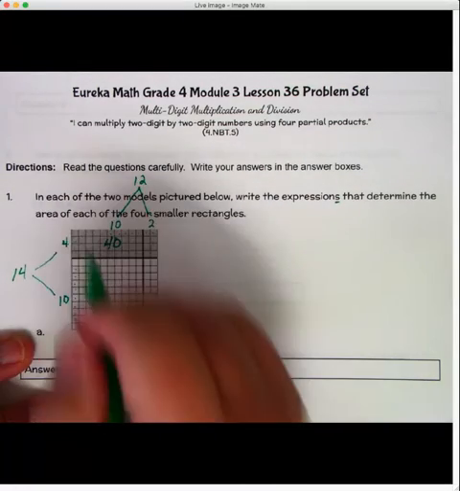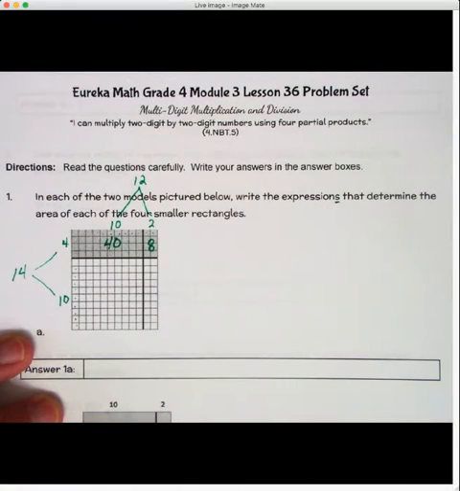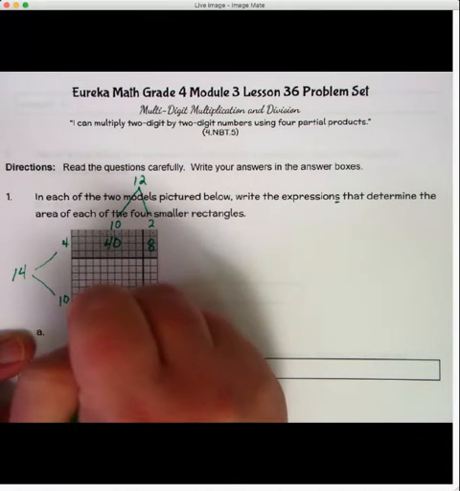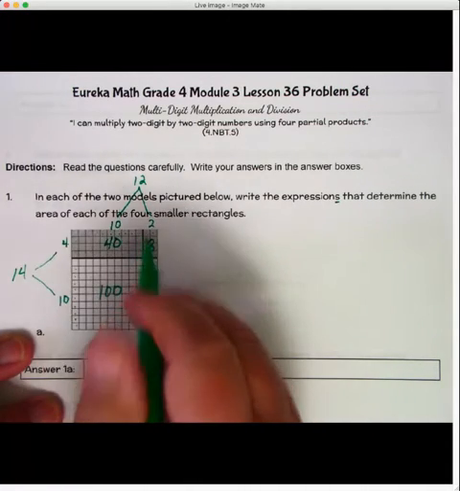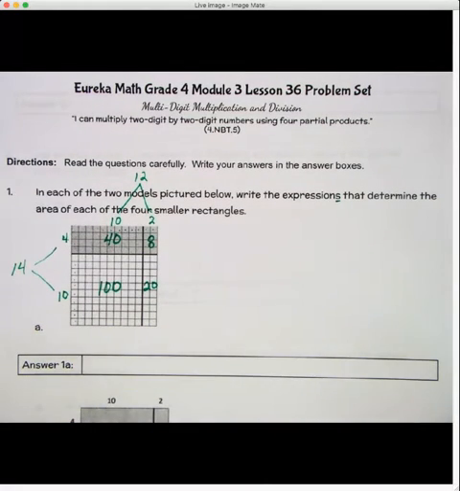Okay? We can do 4 times 2. 4 times 2 is 8. See how easy this makes it? We can do 10 times 10. So there's 100 in here. We can do 10 times 2. There's 20 boxes there. So what is this question asking us?